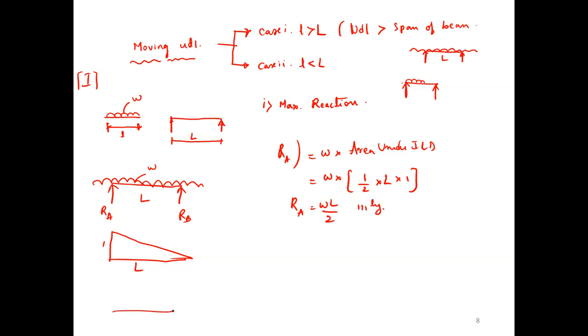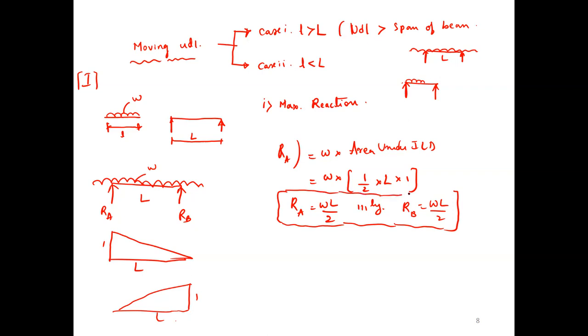Similarly, if you choose like this, this is 1 and this is L, this is RB. Similarly, RB you are getting, RB is WL/2. Yes, any doubts in reactions? Any doubts in maximum reactions? Any doubts? Similarly, let me move on to the second thing.